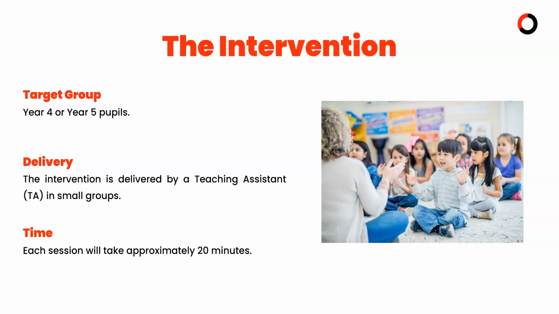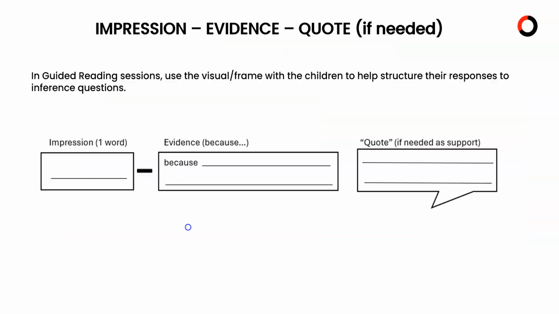So the intervention is targeted at year 4 or 5 pupils. The intervention is delivered by a teaching assistant in small groups, and each session will take approximately 20 minutes. It will use the impression evidence quote. So in guided reading sessions, use the visual frame with the children to help structure their response to the inference questions, and this will be found in the resource folder.